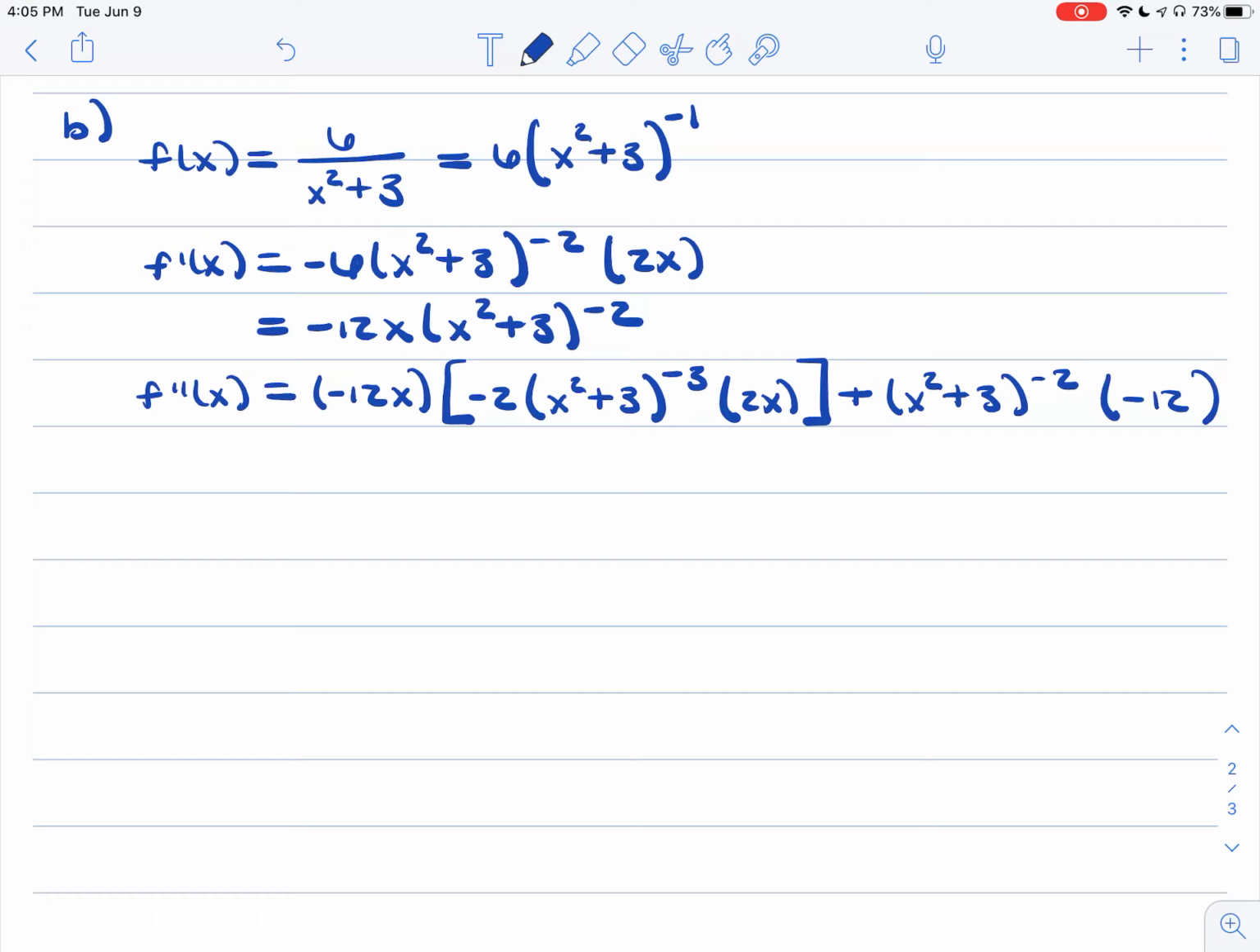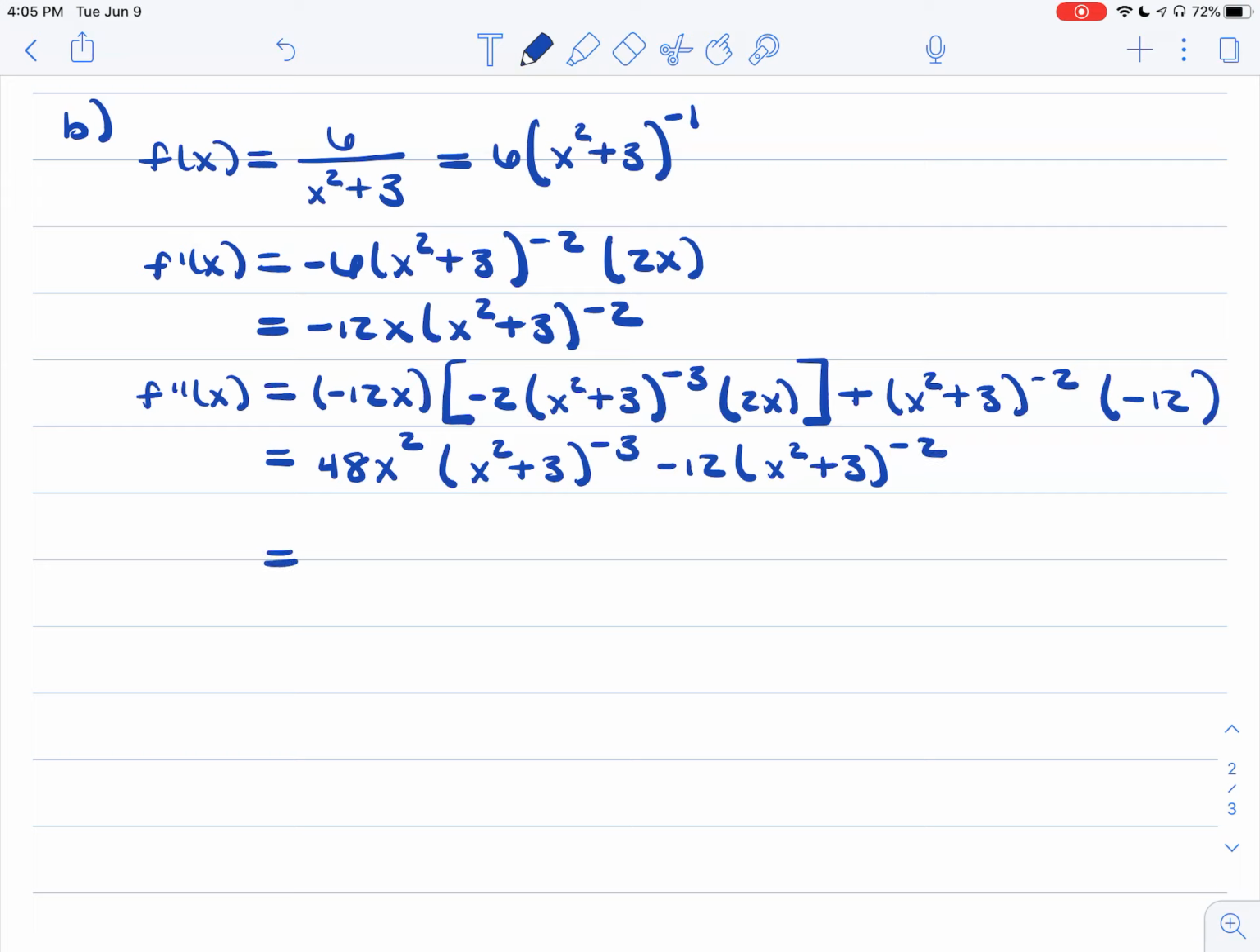All right, now we definitely want to clean this up a bit before we try and do anything with it. So let's go ahead and just simplify this a little bit here. All right, so we have a -12x, we have a -2, and we have a 2x. So that would give us a 48x squared. And we still have that x squared plus 3 to the -3. And then minus 12 times x squared plus 3 to the -2.